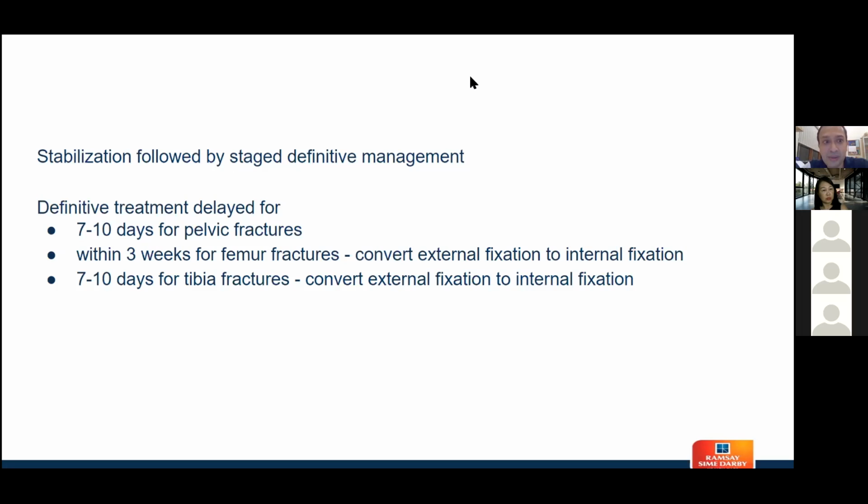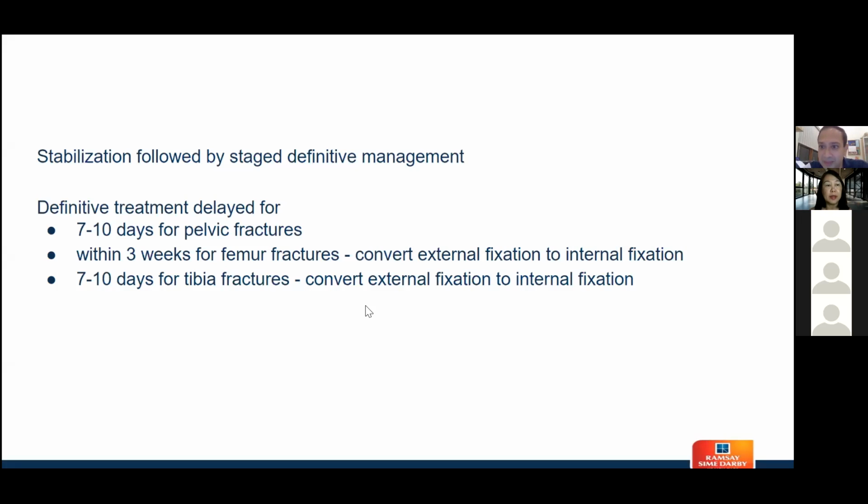Once he has passed that phase, only then consider a definitive fixation. So for example, if a pelvic fracture is unstable, you have to stabilize it initially, probably commonly with an external fixator. A week later, only then you proceed with the second surgery where you actually definitively fix the fracture using more conventional methods. So same goes for femur fractures and tibia fractures. You delay the definitive treatment. The initial surgery is still done.